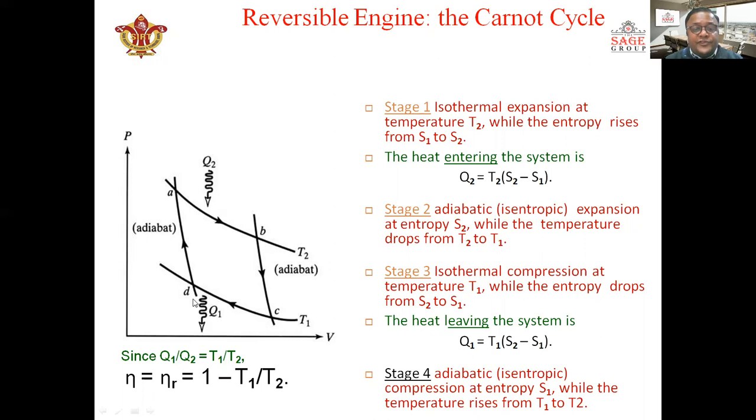Stage 4, the D to A process, is the isentropic compression of the air. It is a constant entropy process, but the temperature rises from T1 to T2. The thermal efficiency formula obtained after the derivation is 1 minus T1 upon T2, where T1 is the lowest temperature and T2 is the highest temperature.